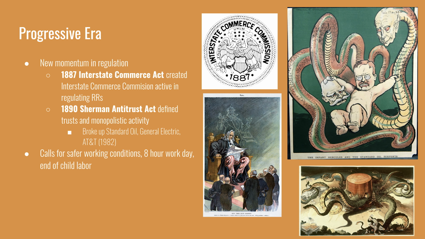There was a new momentum in the movement to regulate big business. Legislation and agencies were created in the previous period, but they had not been properly used to regulate trusts and monopolies. In 1887, the Interstate Commerce Act created the Interstate Commerce Commission to regulate railroads, though it's not until the early 20th century in which it's used to regulate the rates that they were charging.